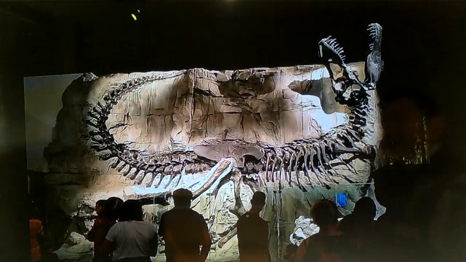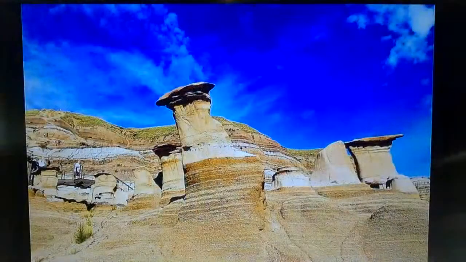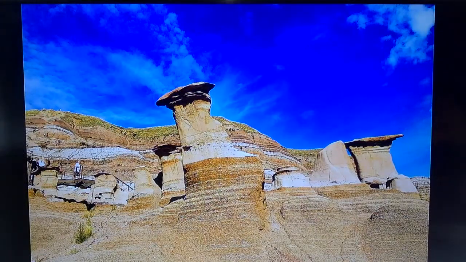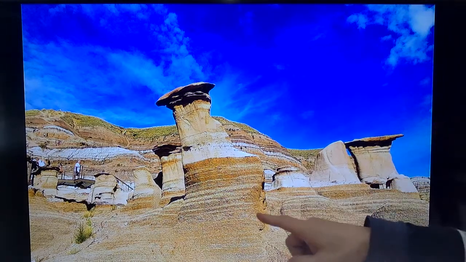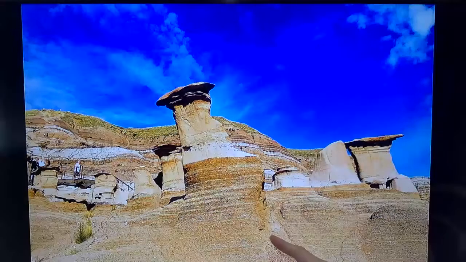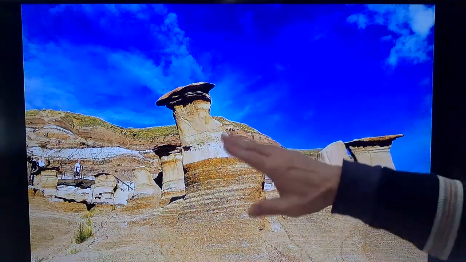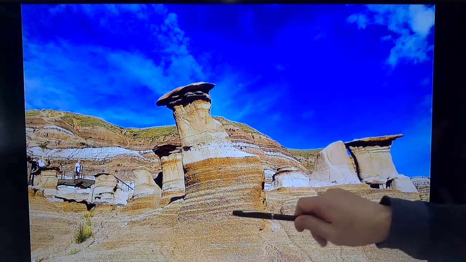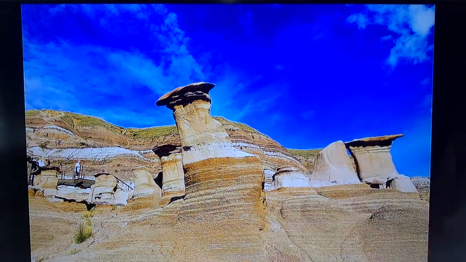Yeah, inside there are fossils of dinosaurs. And close to the museum, the other geology looks like mushrooms. Do you know the Japanese mushroom? It looks close to this shape. The name of the place, you may call this hoodoo. So you can see those interesting geologies in North America.